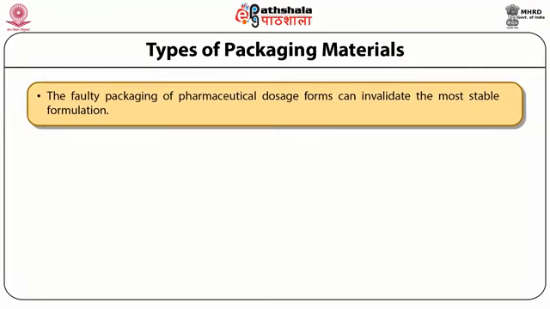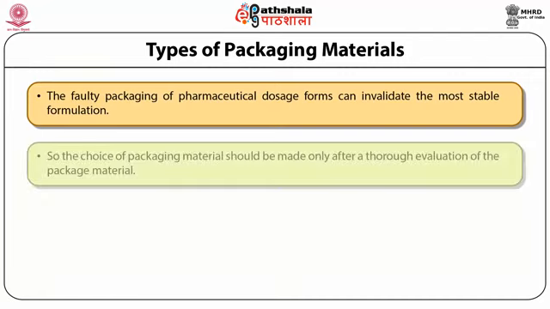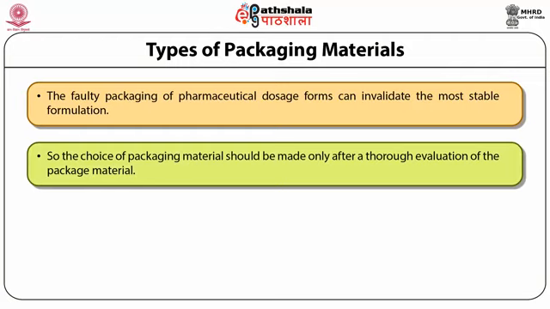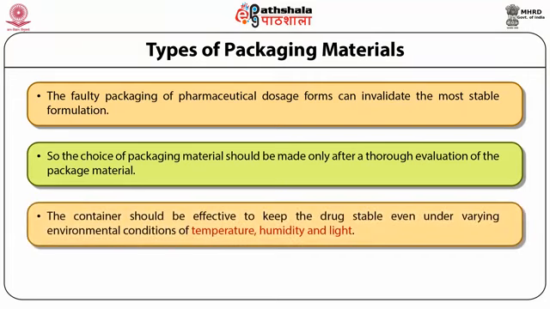Types of packaging materials. Faulty packaging of a pharmaceutical dosage form can invalidate the most stable formulation. So, the choice of packaging material should be made only after a thorough evaluation of the package material. The container should be effective to keep the drug stable even with varying environmental conditions of temperature, humidity and light.